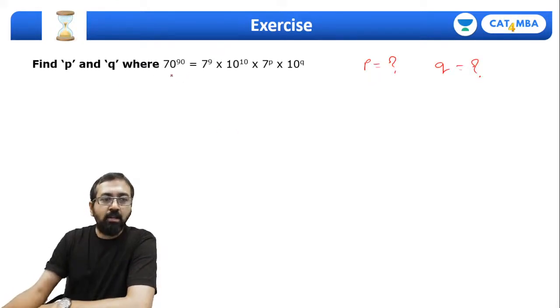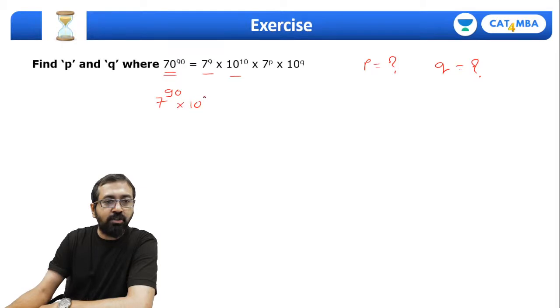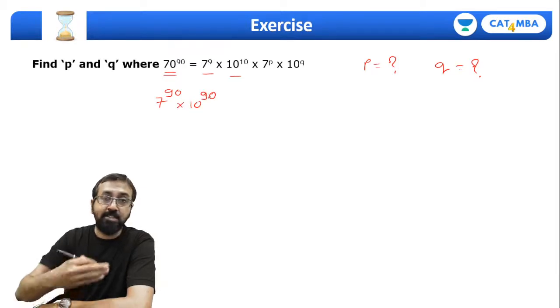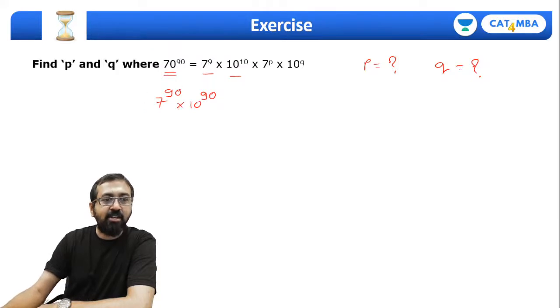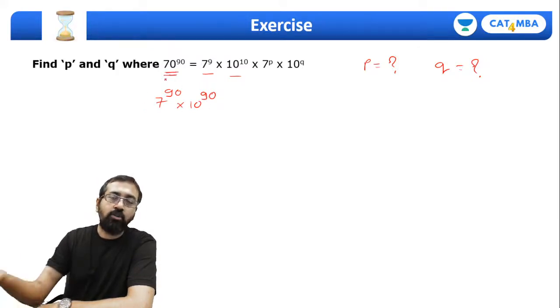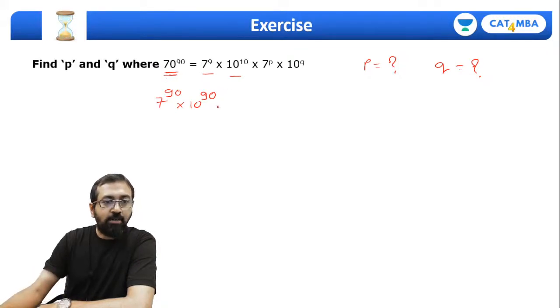So once again, it's an equation, so we'll have to make the bases equal. So I can see 7 and 10 on the right hand side. So on the left hand side also, I'll split this 70 as 7 raised to 90 into 10 raised to 90. Can we do it? Yes, we have discussed this point as part of laws of indices, right? 7 raised to 90 into 10 raised to 90 can also be written as 70 raised to 90 or vice versa as well. So my left hand side is 7 raised to 90 into 10 raised to 90.